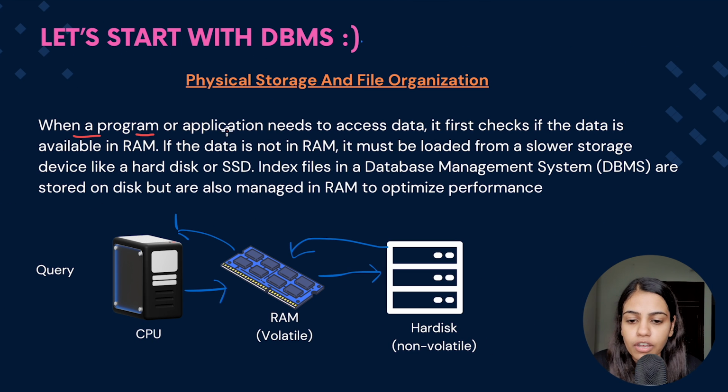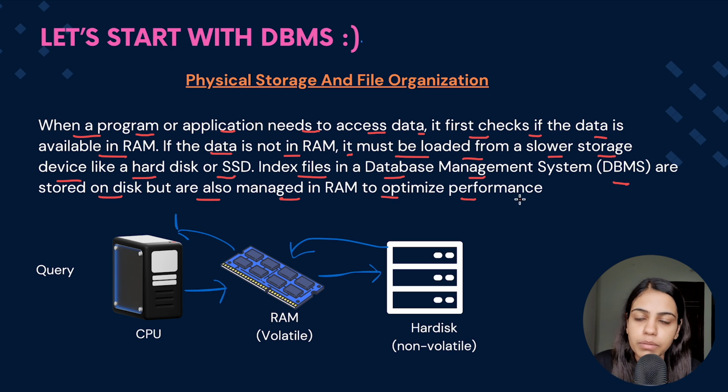Now, when a program or application needs to access data, it first checks if the data is available in the RAM. If the data is not available in the RAM, it must be loaded from a slower storage device like a hard disk or SSD. Index files in a database management system are stored on the disk but are also managed in RAM to optimize the performance.